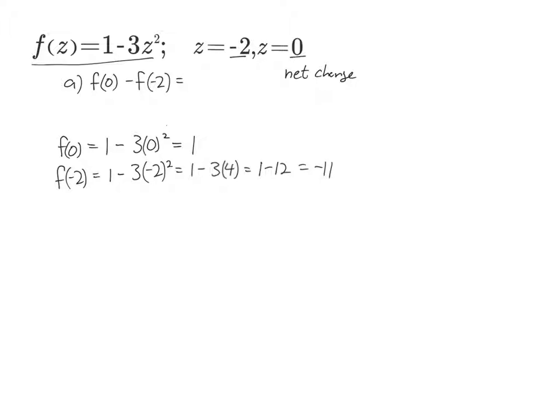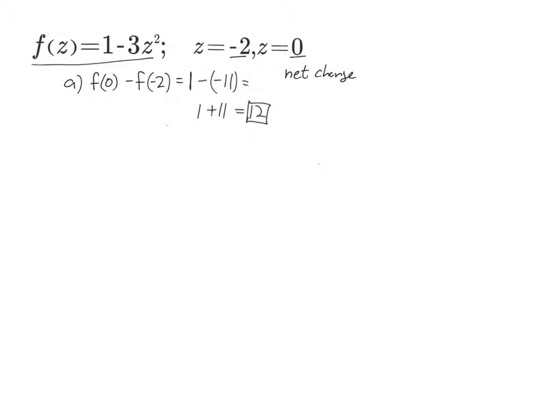So up here, what I can do is I see f of 0, which I can replace with 1, because f of 0 is 1. And f of -2 is -11, so I can do minus a -11, which is going to be 1 plus 11, which ends up being 12. So my net change is 12.